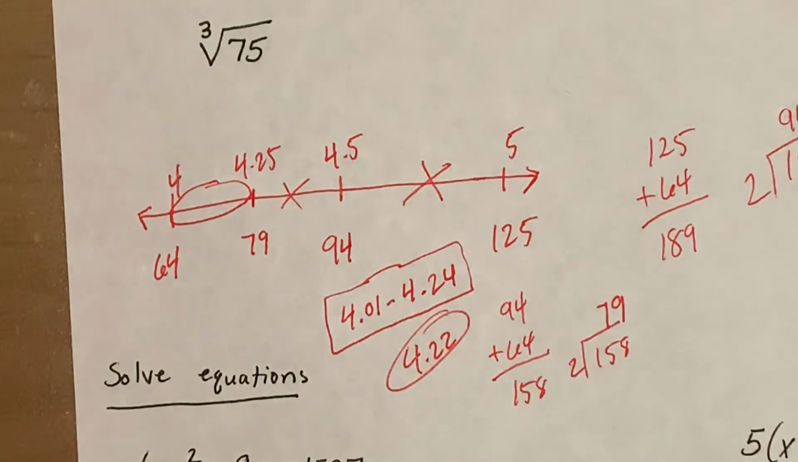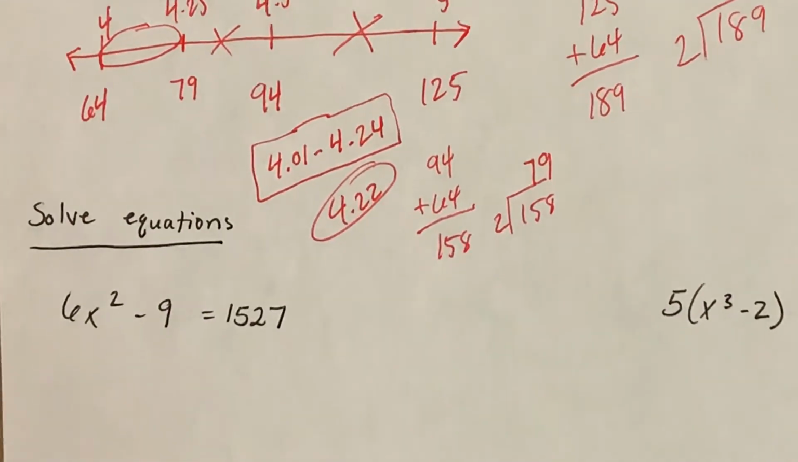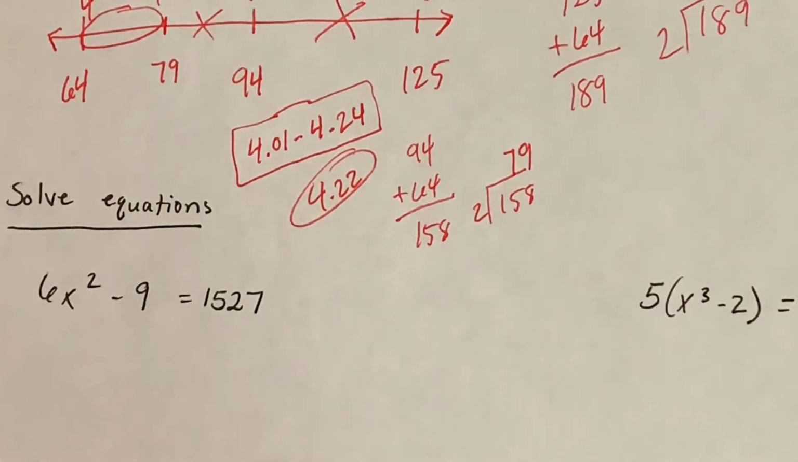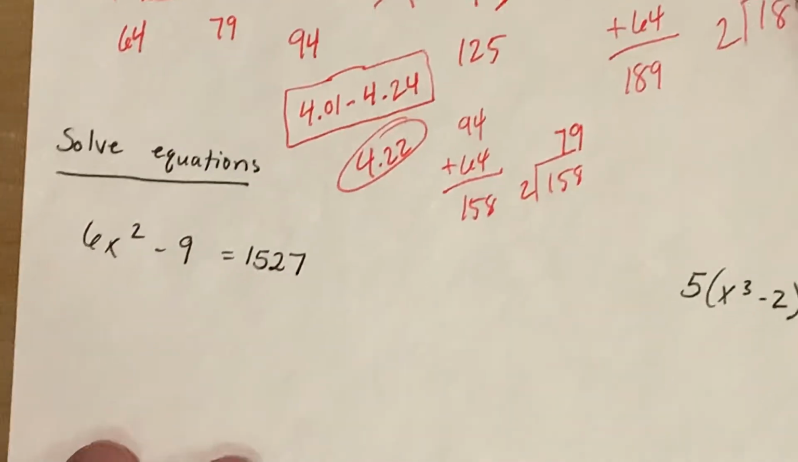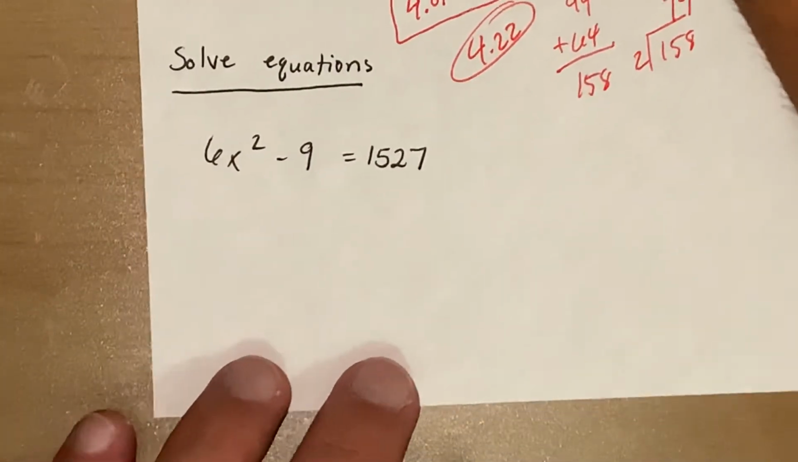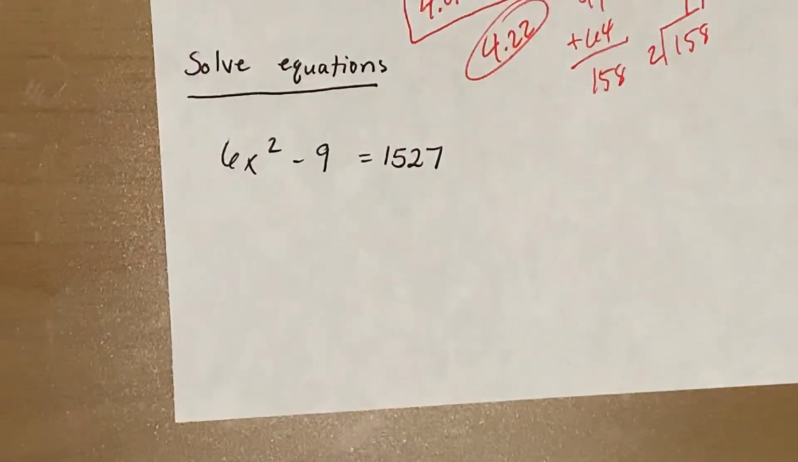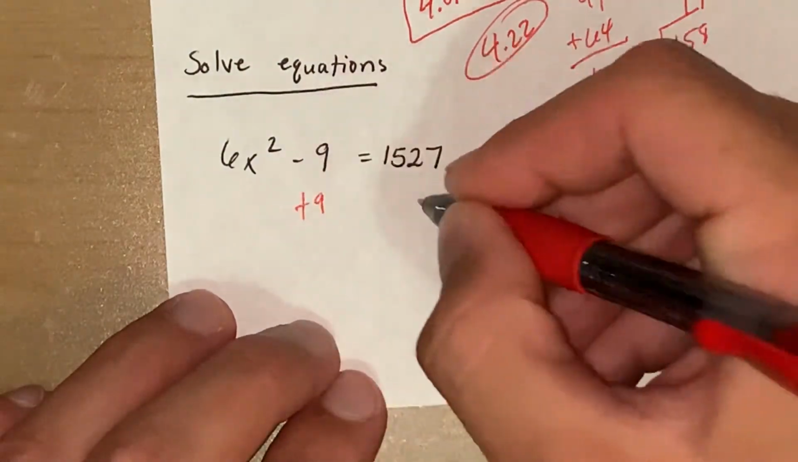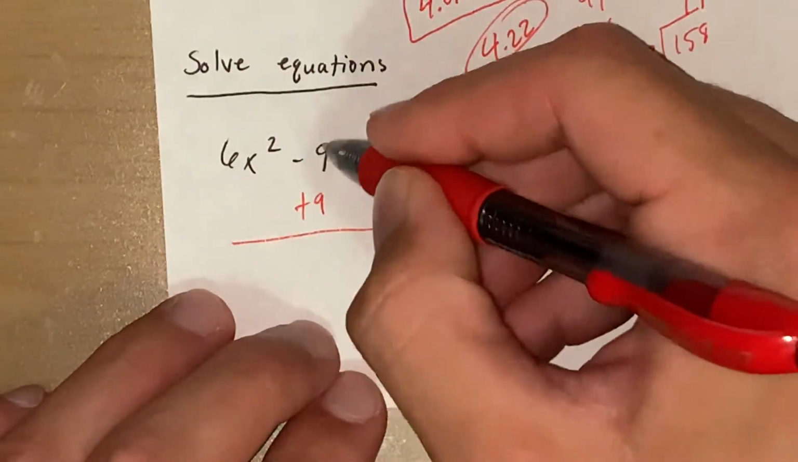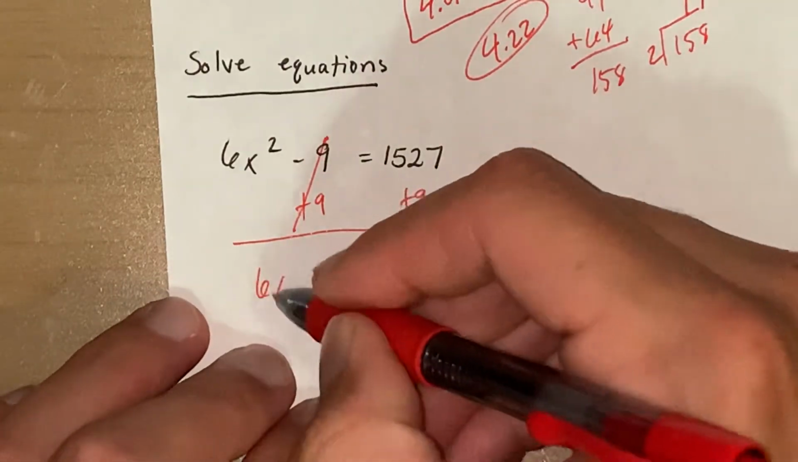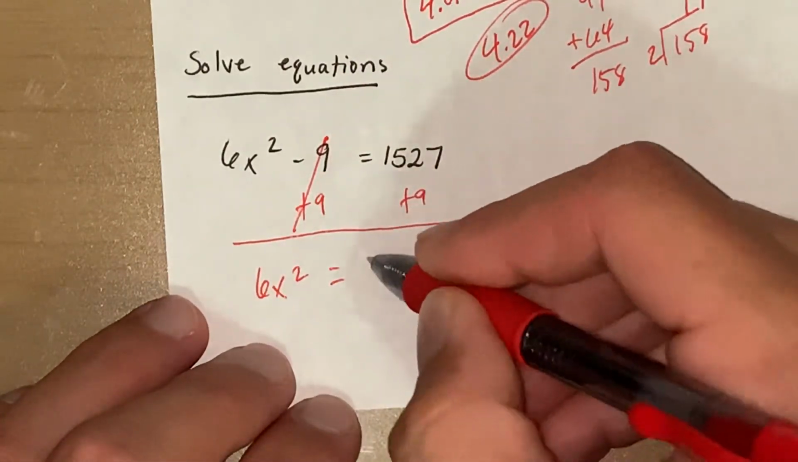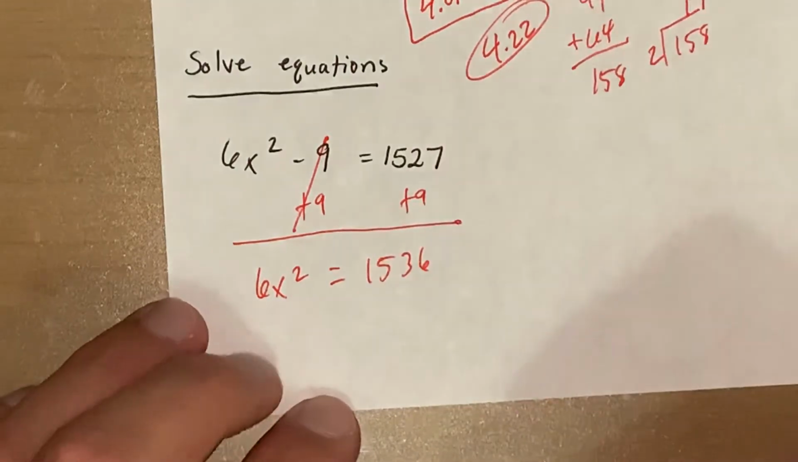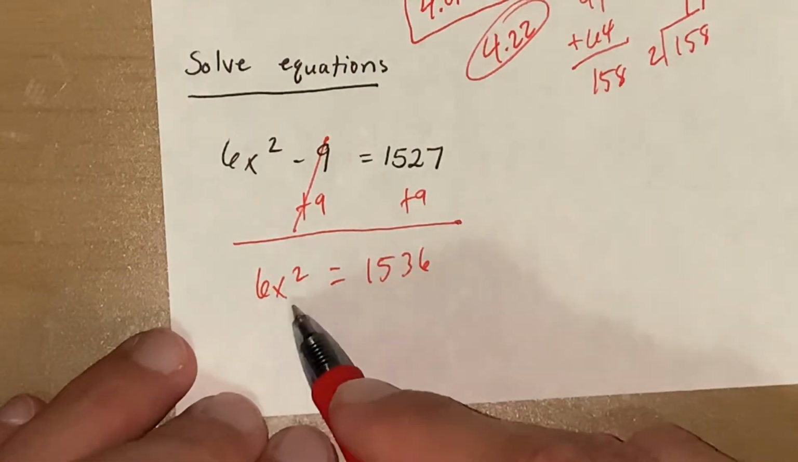Okay. The last thing we're going to look at is how to solve a couple equations that have square roots and cube roots in them. Okay, so let's look at our first equation. All right, it says 6x squared minus 9 equals 1,527. Okay, so the first thing I'm going to do, just like a normal equation, I'm going to add 9 to both sides. So that 9 is canceled. So now I'm left with 6x squared equals 1,536.